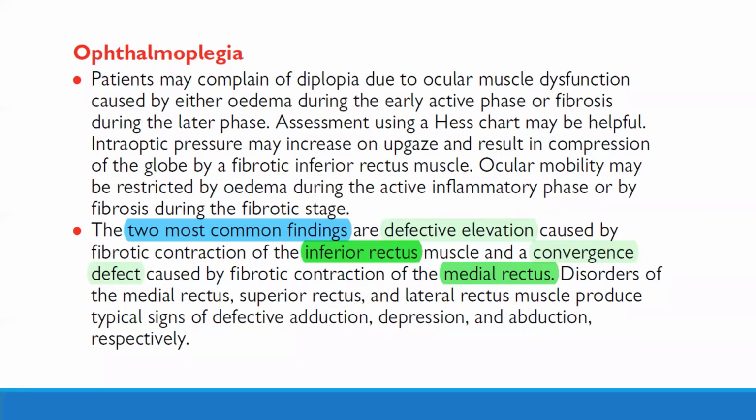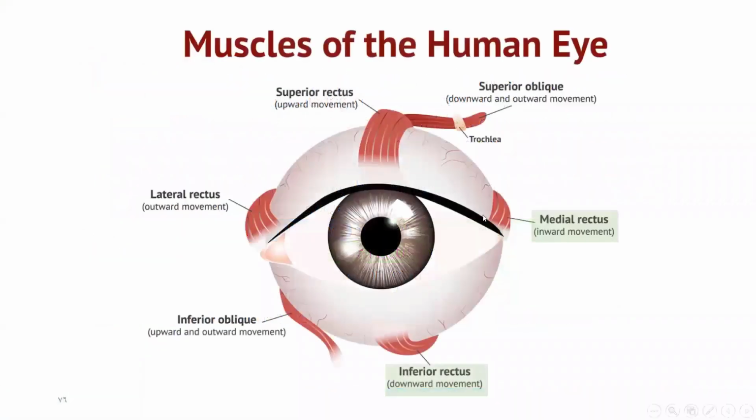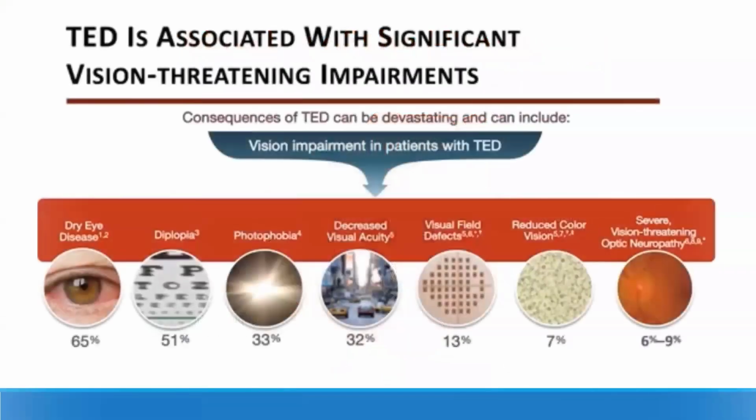Another very important point in the exam: which muscle is mostly affected in Graves' orbitopathy? Inferior rectus and medial rectus are the most common muscles to be involved. Inferior rectus leads to defective elevation, and medial rectus leads to convergence defect. I put this image to identify the most common muscles affected in Graves' orbitopathy, medial rectus and inferior rectus, because this is very common in the exam.